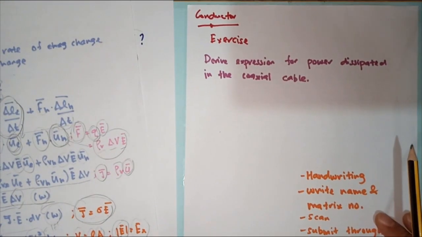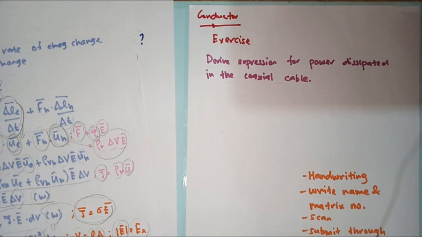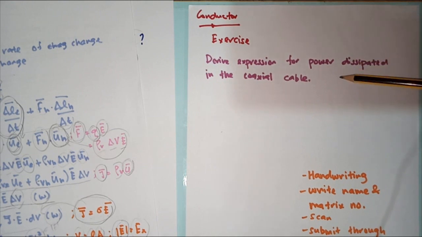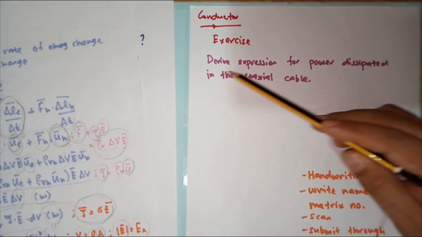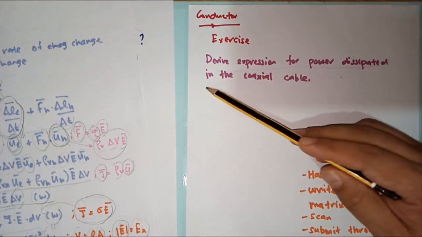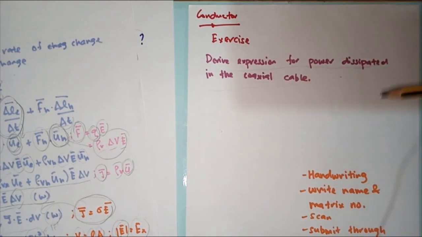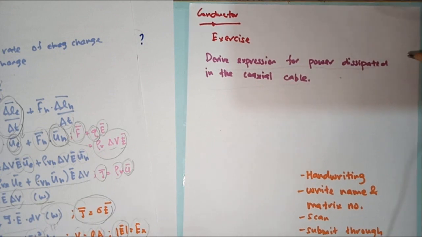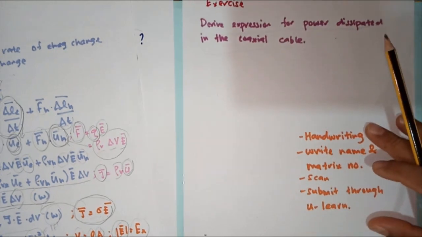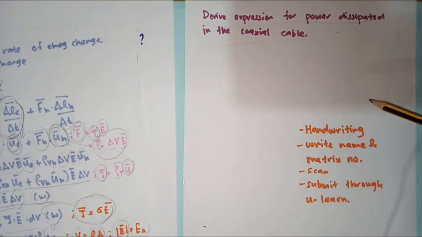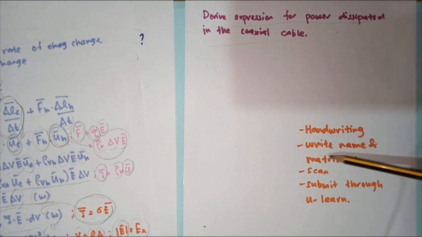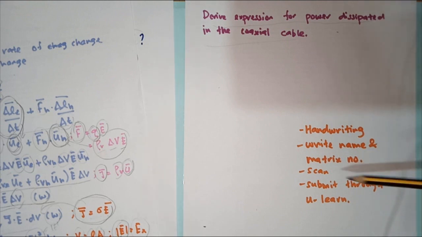Alright, in order to demonstrate your understanding of these topics, this is an exercise for you. You need to derive the expression for power dissipated in the coaxial cable. You might use whatever result we got from the previous example. As usual, you need to do this exercise in your own handwriting. Please write your name and matrix number, scan your answer and submit it through ULearn.